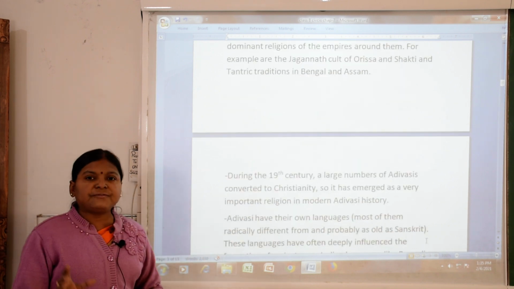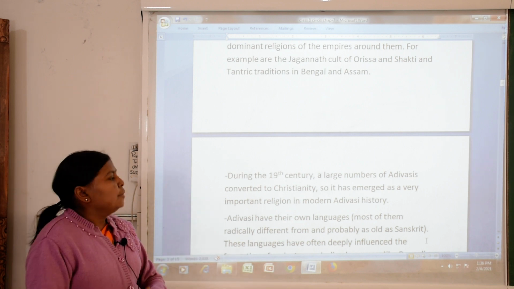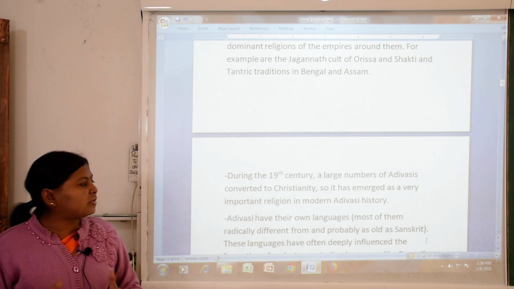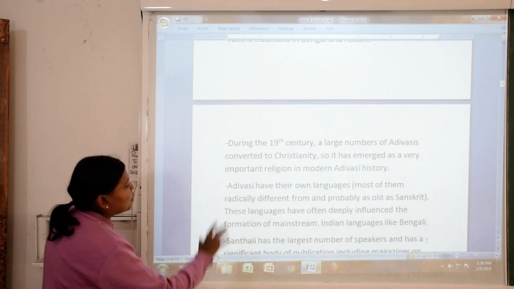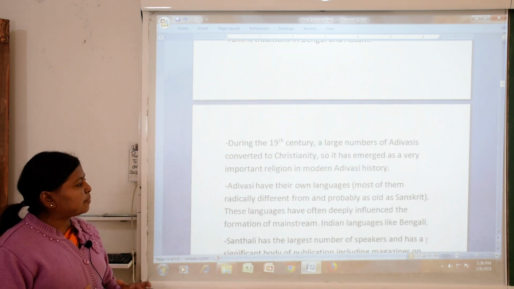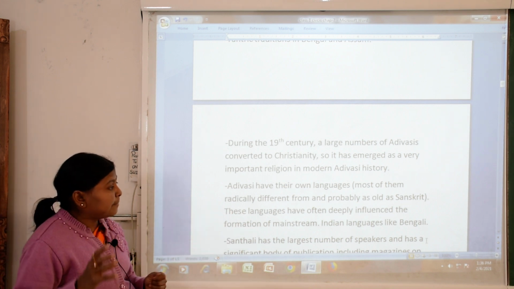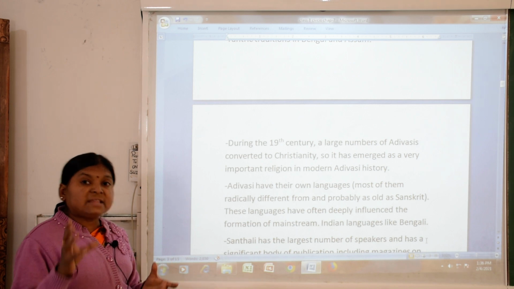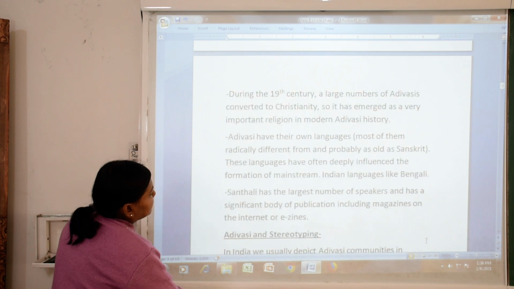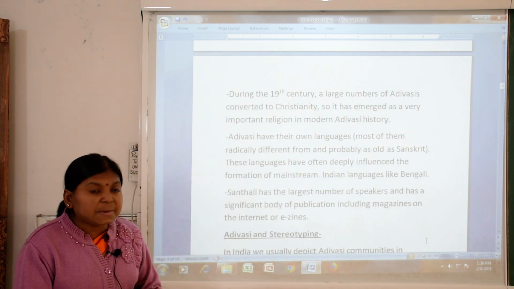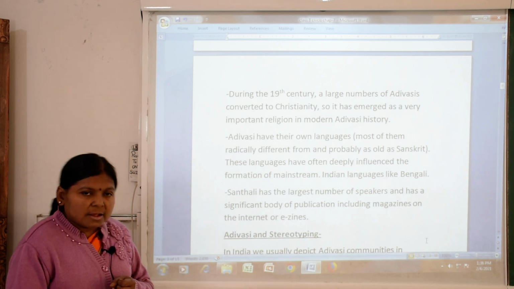During the 19th century, we can see a large number of them converted to Christianity. So this has emerged as a very important religion in their modern history. Now they have their own languages, most of them radically different forms, probably as old as Sanskrit. Do you know these languages have influenced the formation of mainstream Indian languages like Bengali? Now, Santali has the largest number of speakers and a significant body of publications, including magazines and e-zines on the internet.